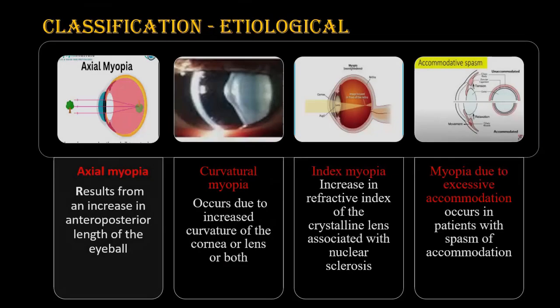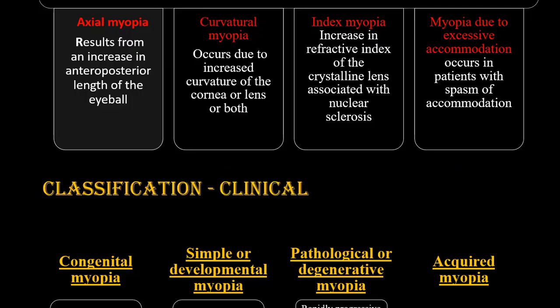Myopia is classified based on etiology and clinical features. Etiologically, it is classified into 4 types: axial myopia, curvatural myopia, index myopia, and myopia due to excessive accommodation. Axial myopia results from an increase in anteroposterior length of the eyeball. Curvatural myopia occurs due to increased curvature of the cornea or lens or both. Index myopia is an increase in refractive index of the crystalline lens associated with nuclear sclerosis. And myopia due to excessive accommodation occurs in patients with spasm of accommodation.